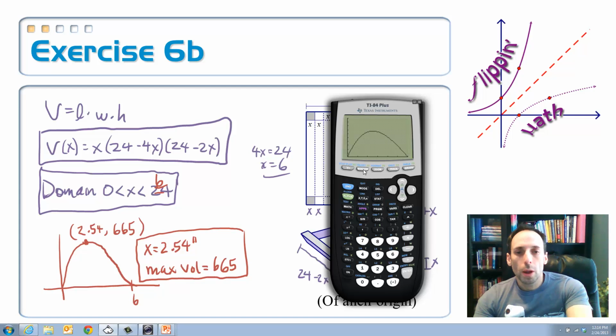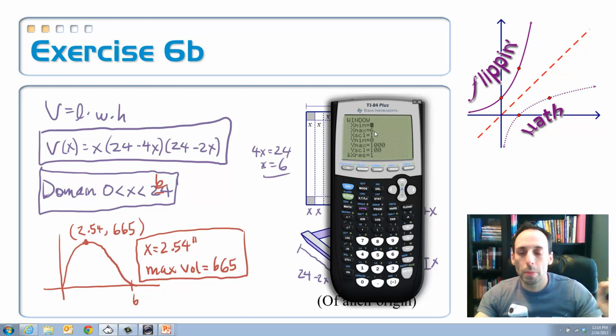If you want to know what my window settings are, let me click over there. I went from 0 to 6. That was what my domain is. I can't go anything outside of that. And then for my y minimum, this is the volume, so I said the minimum volume would be 0, and then I just picked 1,000. I wasn't quite sure. If it didn't work out, you could always come back and change it. And then again, I just divide that by 10, so my y scales go by 100 each.